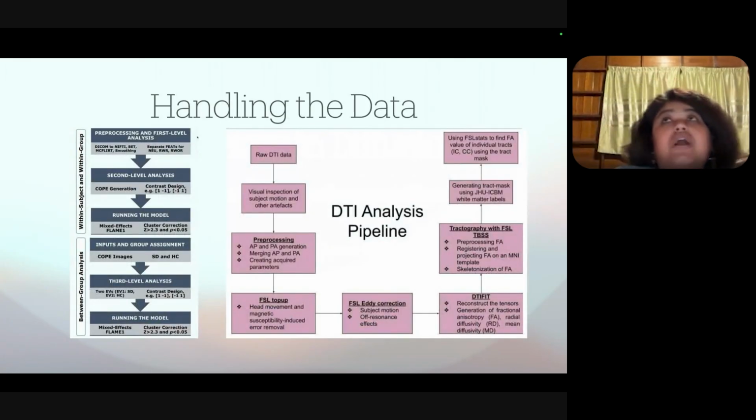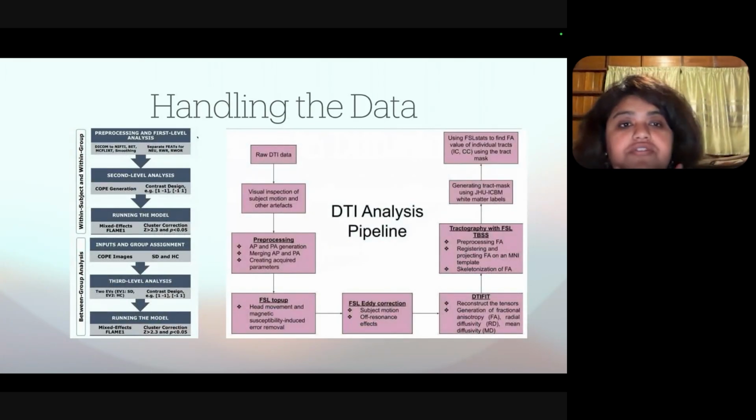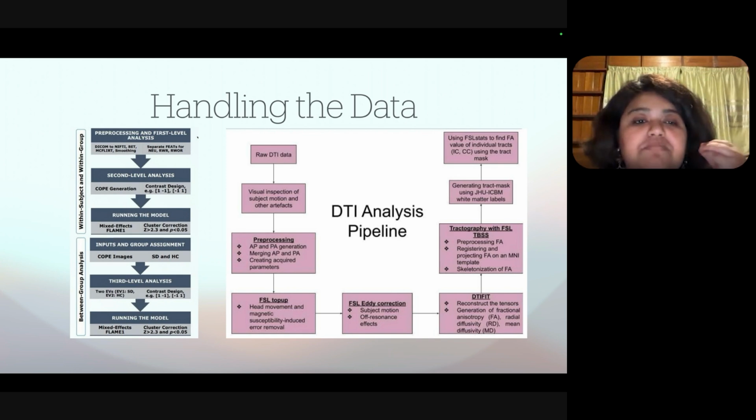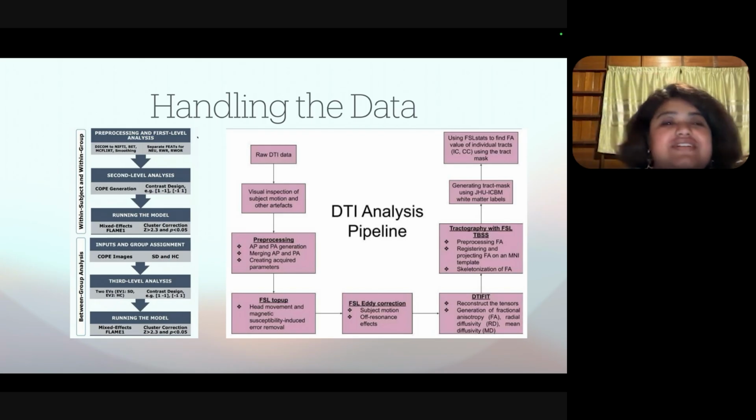And now comes the handling of the data. First I will talk about functional MRI, which is on the left, and diffusion MRI, which is on the right. There will be a few words that may be a bit confusing, so do ask me questions. I will drop my email with sir.